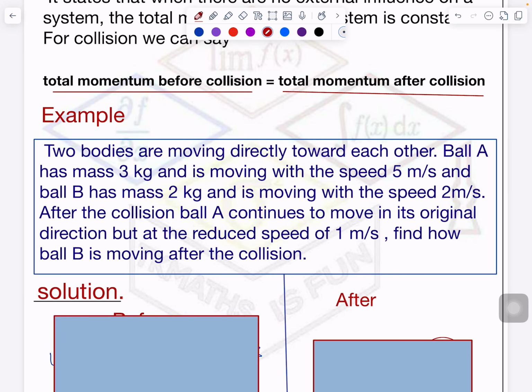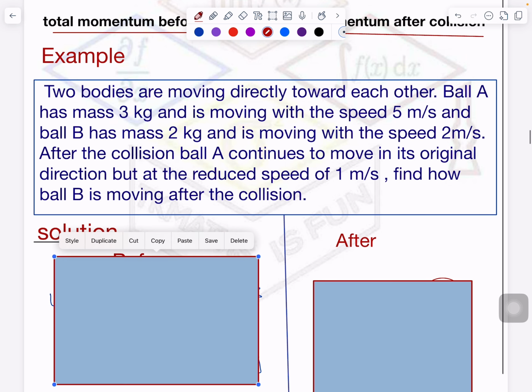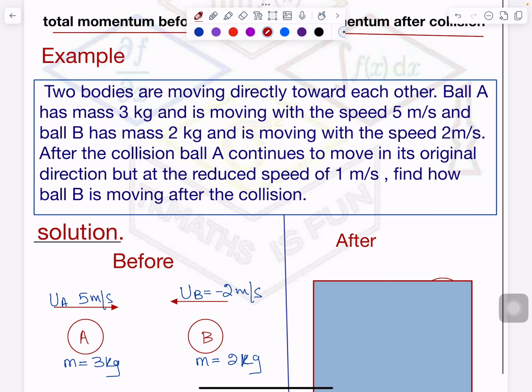Whenever you have a question on momentum, I would recommend that you change it into mathematical form and draw the diagram. For example, I have done it here for before. Two bodies are moving directly toward each other. So you can see the arrows I have drawn here, right? They are moving toward each other.